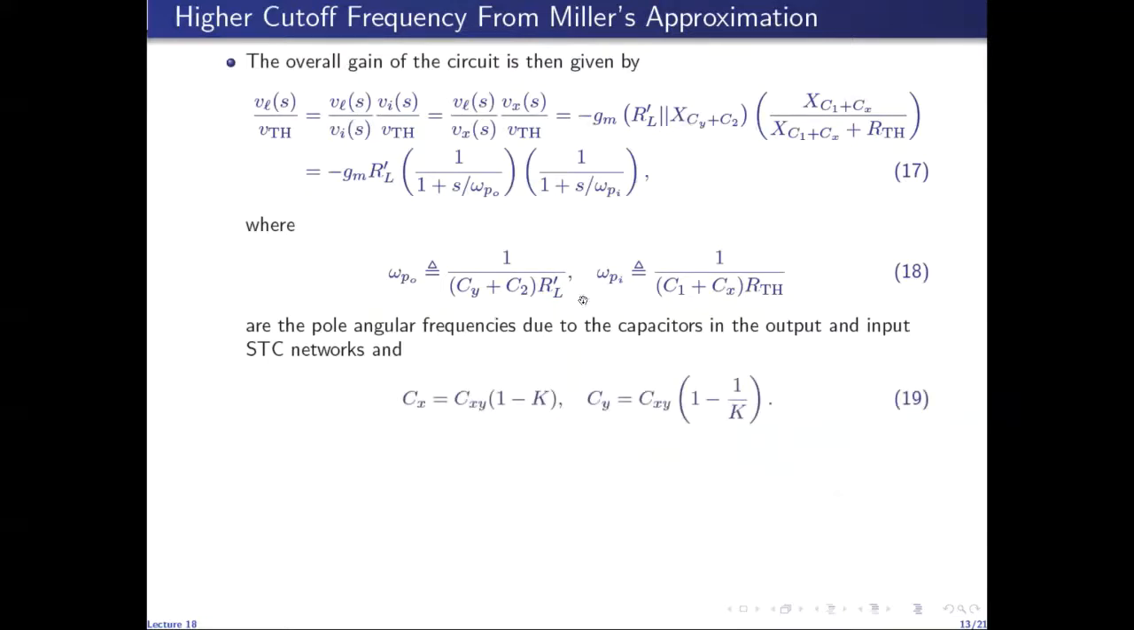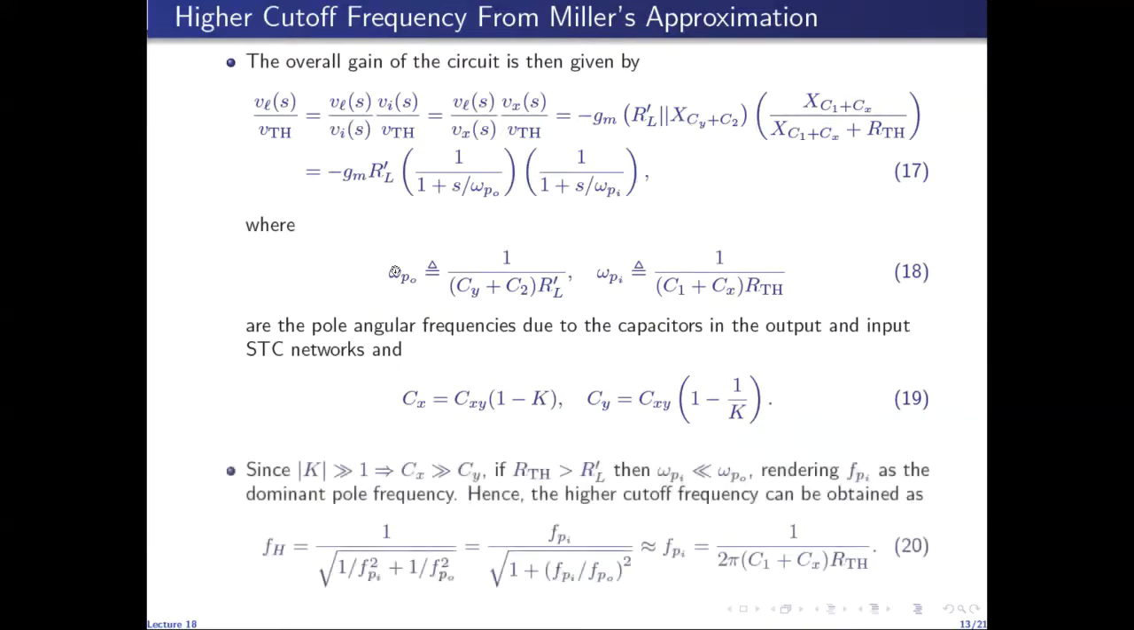So Cx and Cy, like I said, are both given by Miller's theorem, in which K is equal to minus gm times RL prime. And since for a fully bypassed common emitter or common source amplifier, K is typically much larger than 1, this would mean that Cx will be much greater than Cy.